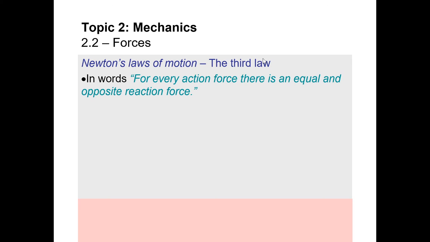So we finally arrive at Newton's third law. Let us just quickly remind ourselves, Newton's first law is the law of inertia that says an object wants to keep doing what it's doing unless acted upon by an external force. So if something is at rest, it will remain at rest. If something is moving in uniform motion, it will remain in uniform motion unless acted upon by an external force. Newton's third law says that for every action force, there is an equal and opposite reaction force.